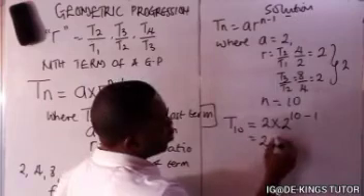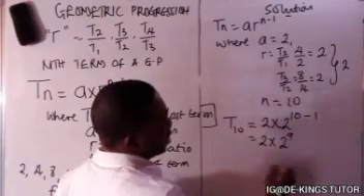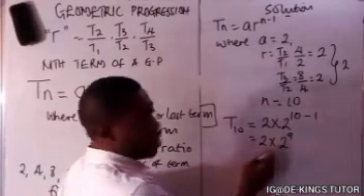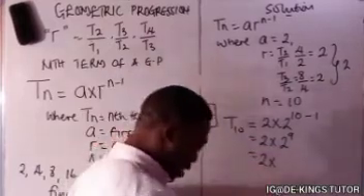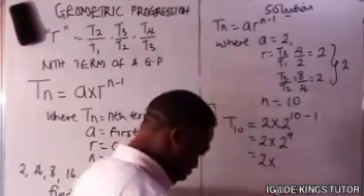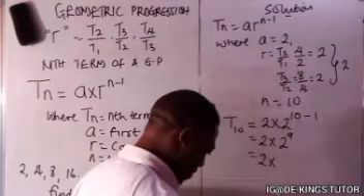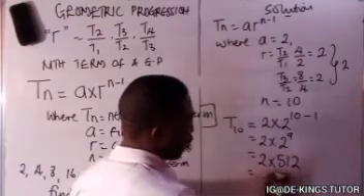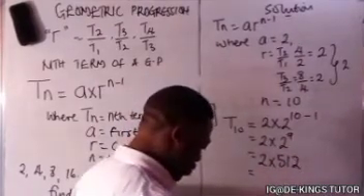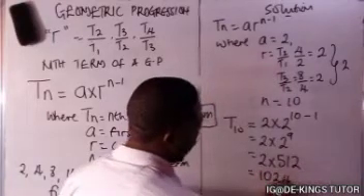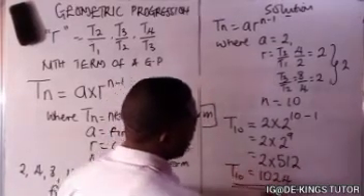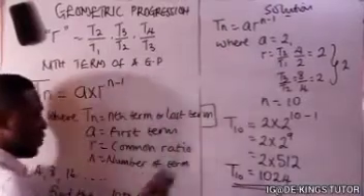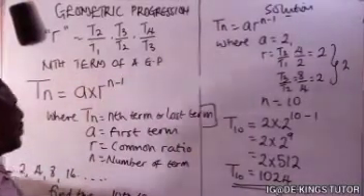So we have 2 times 2, and 10 minus 1 is 9. Now please, when you get to this point, ensure you find the value of the power before you multiply. So we'll have 2 times 2 raised to the power of 9, which will give us 512. Now 2 times 512 will give us 1024. So the value of the 10th term is 1024. Okay, so that is the value of the 10th term of the GP. So that's the first question.